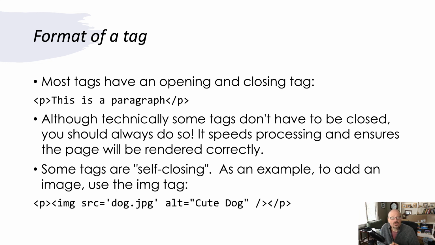Some tags are what we call self-closing. So as an example, we have an image tag here, an IMG, which of course displays a picture or a graphic, and it's dog.jpg. You'll notice that the ending here is a slash with the closing bracket. That's a way of, it's called a self-closing tag. You can technically use the same format of a /img as well, but most people don't do that. They use the self-closing approach where you just use slash and then the closing bracket.